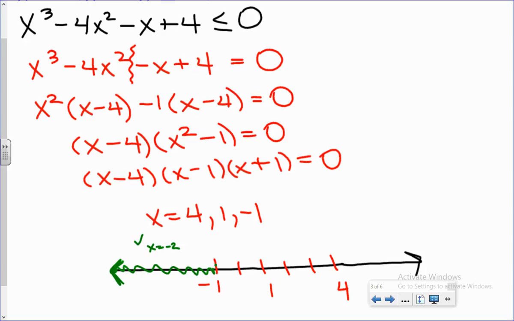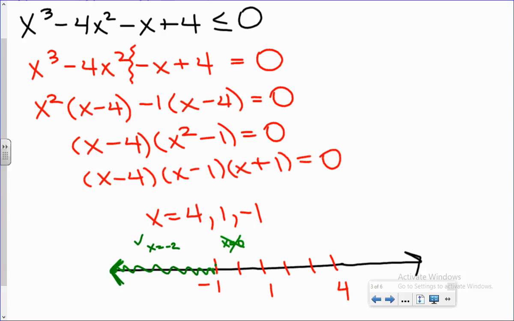Between -1 and 1, what would be a nice value to plug in? When we plug in 0, that's nice, we get 4. Is 4 less than or equal to 0? No, which means the interval between -1 and 1, that's all above the x-axis. It's not going to work. It's not satisfying our inequality.